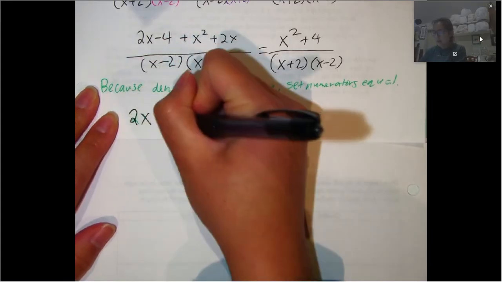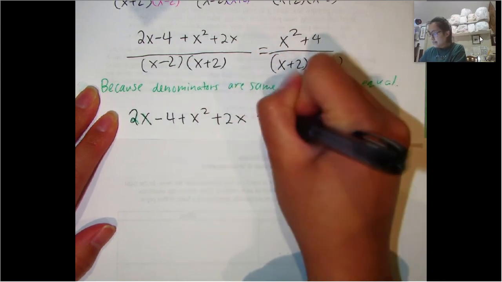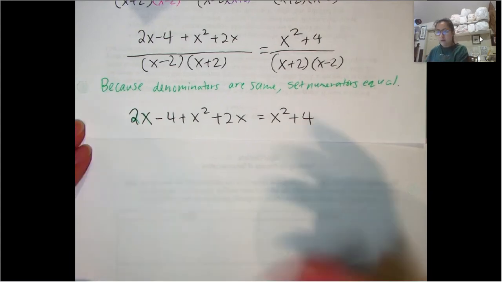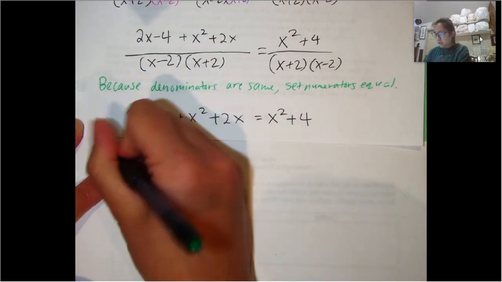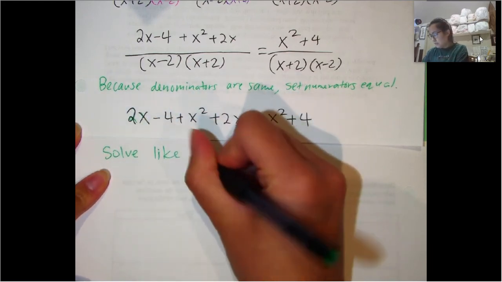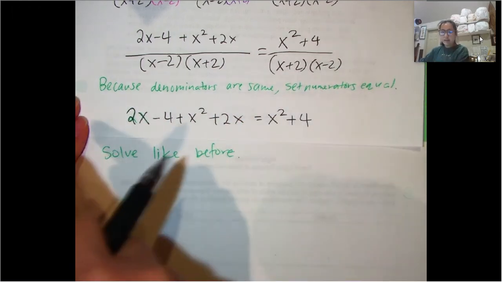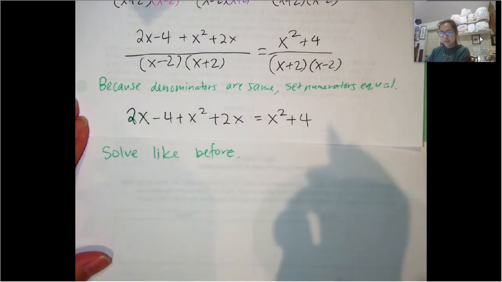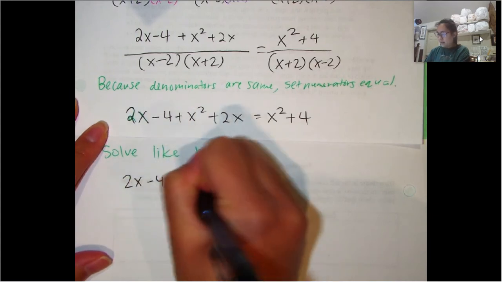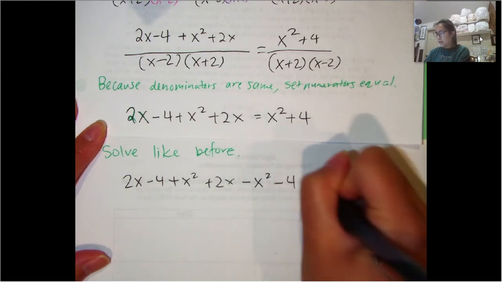So we have 2x minus 4 plus x squared plus 2x equals x squared plus 4. You'll see this is just like the equations we've seen before. This is just a regular polynomial, so we'll solve it like a polynomial. We subtract everything to one side and set it all equal to 0. So you have 2x minus 4 plus x squared plus 2x minus x squared minus 4 equals 0.